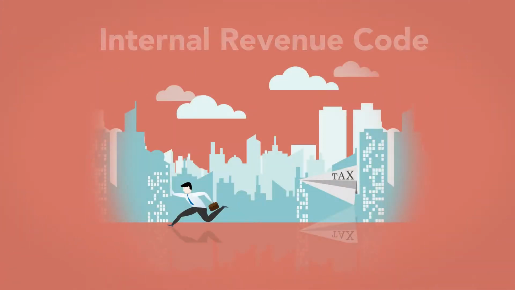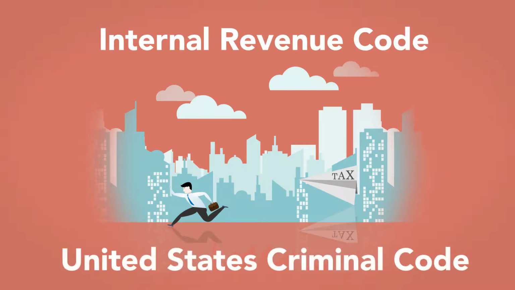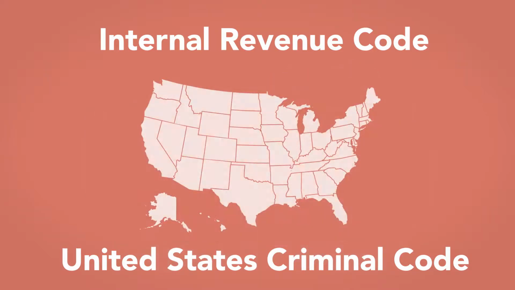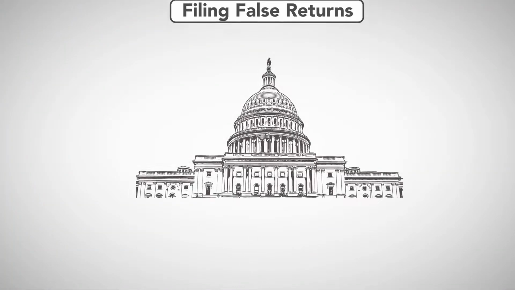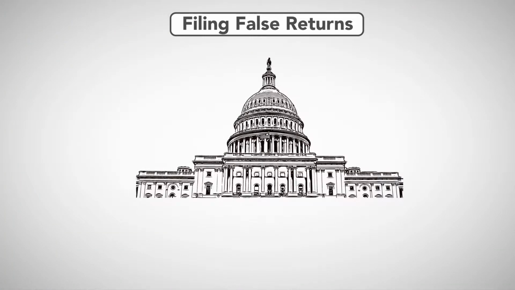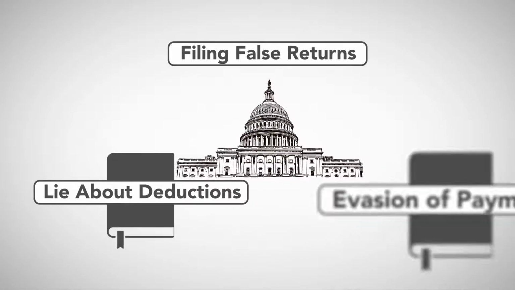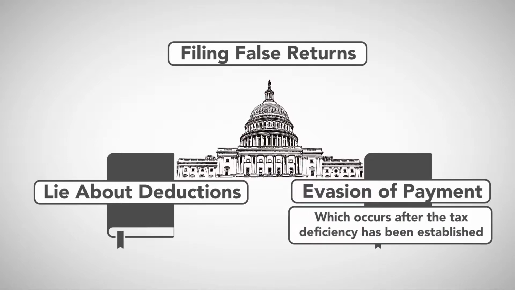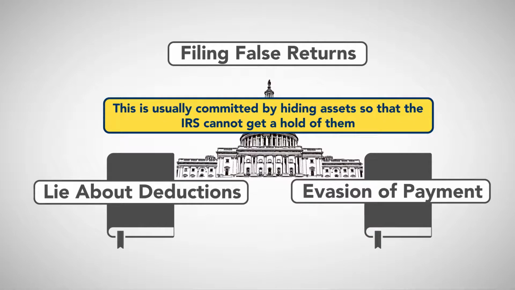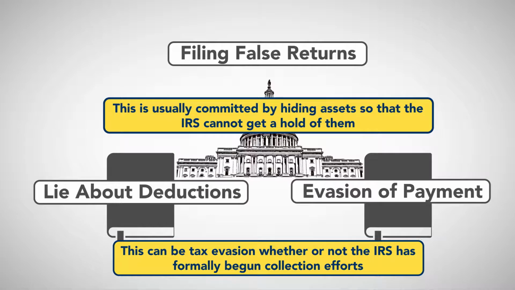The crime of tax evasion is governed by the Internal Revenue Code rather than the United States Criminal Code. However, tax fraud can also constitute defrauding the United States, which is a crime under the Criminal Code. The most common type of tax fraud is filing false returns that underreport income, or overstate or plainly lie about deductions. There is also evasion of payment, which occurs after the tax deficiency has been established. This is usually committed by hiding assets so that the IRS cannot get a hold of them. This can be tax evasion whether or not the IRS has formally begun collection efforts.